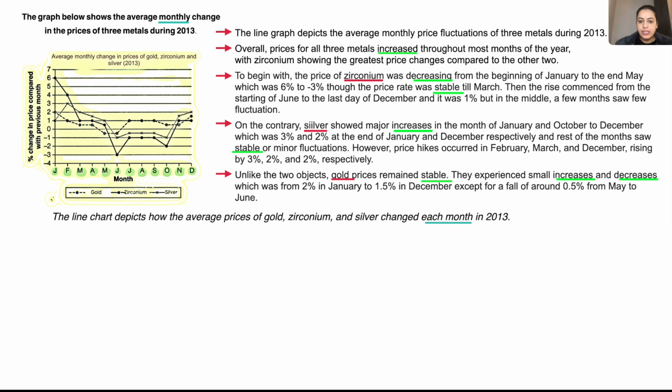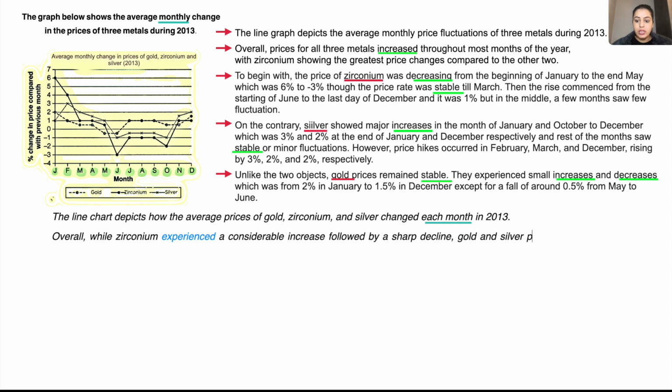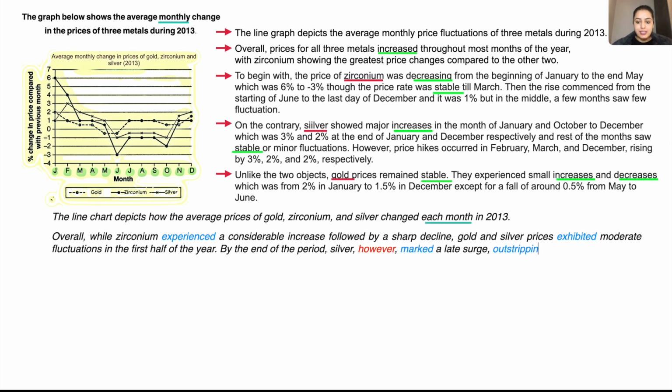Okay, now the next thing what we are gonna do, the overall. We are gonna write an overview. So we will write here, "Overall, while zirconium experienced a considerable increase followed by a sharp decline, gold and silver prices exhibited moderate fluctuations in the first half of the year. By the end of the period, silver, however, marked a late surge, outstripping its counterparts."